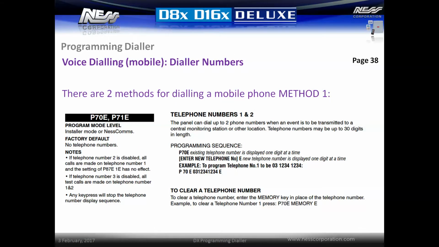There are 2 methods to program mobile phone numbers into the system. The first method is to program numbers into locations P70E and P71E if a primary number and secondary number are needed. This can alternate reports between a primary and a secondary number the same as it would to a central monitoring station.